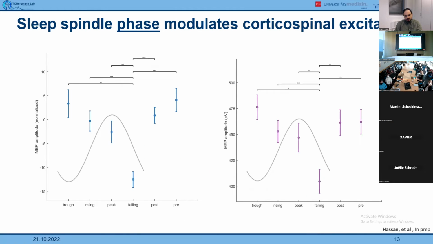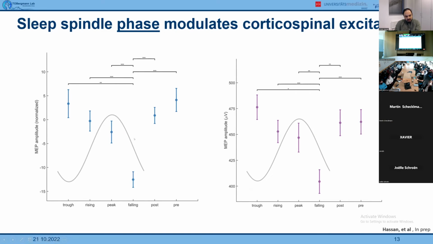So yeah, here I showed you these novel results of what the outcome was. We targeted four different phases, and pre and post spindle, and we measured using TMS single pulse MEPs. We found this interesting story that, as compared to post-pre, which is just a general baseline, there was an overall inhibition of MEPs happening during different phases of spindles.